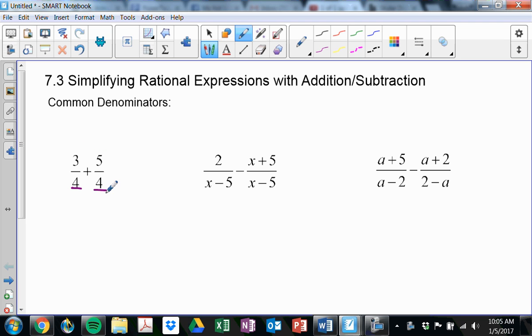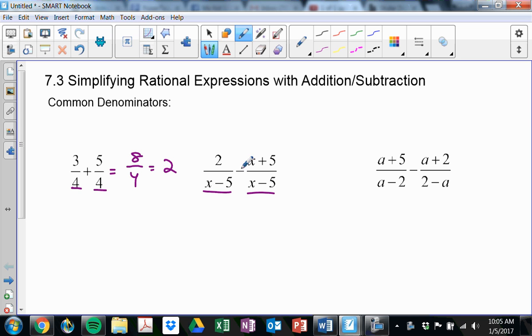Here the 4 is the same, so we add the top, and the bottom stays the same. 3 plus 5 is 8. 8 over 4 is 2. That can reduce down to just 2. When you have a common denominator on the bottom, you just add up the top. Same thing here. I have a common denominator on the bottom, so I put the top together.